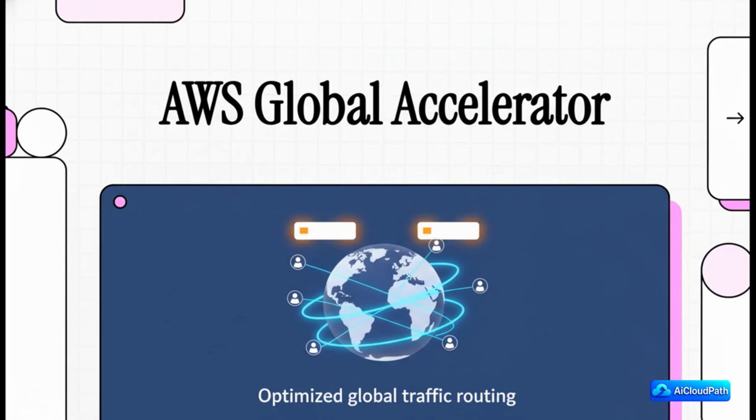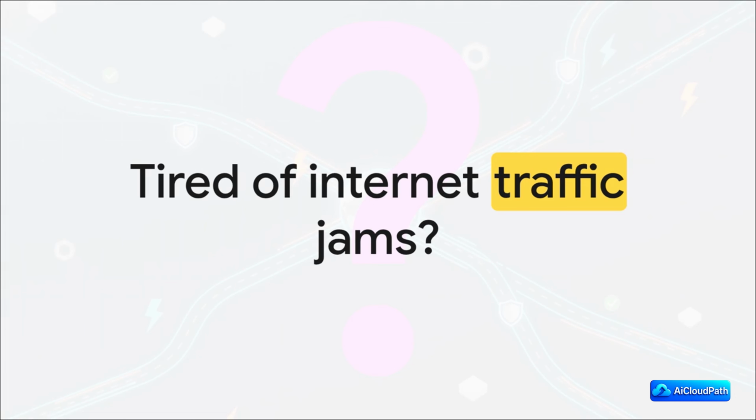Right, today we're going to dive into a service that's basically a private superhighway for your internet traffic. I'm talking about AWS Global Accelerator. You know that feeling, right? You click a link and then you just wait and wait. That lag, that congestion, it's super frustrating for your users. So what if you could just skip all that digital traffic entirely?